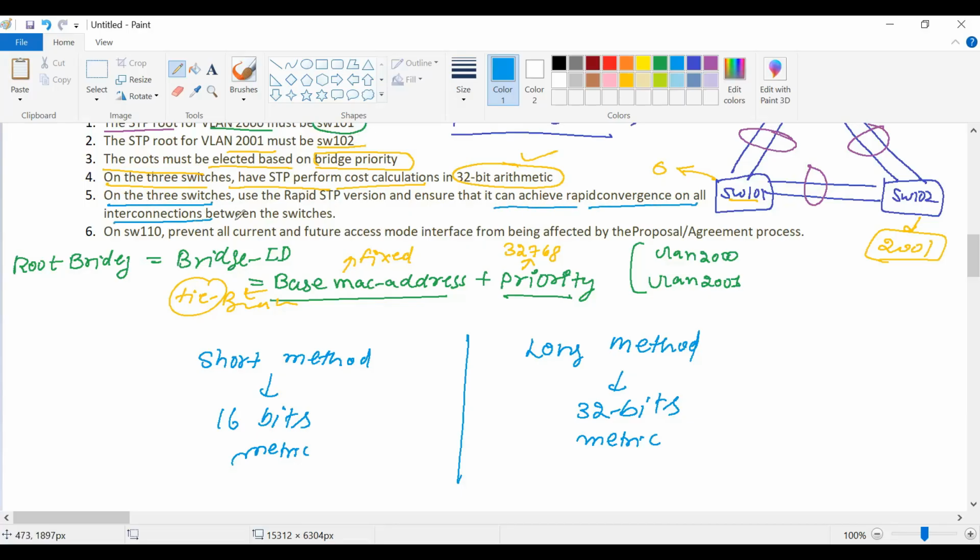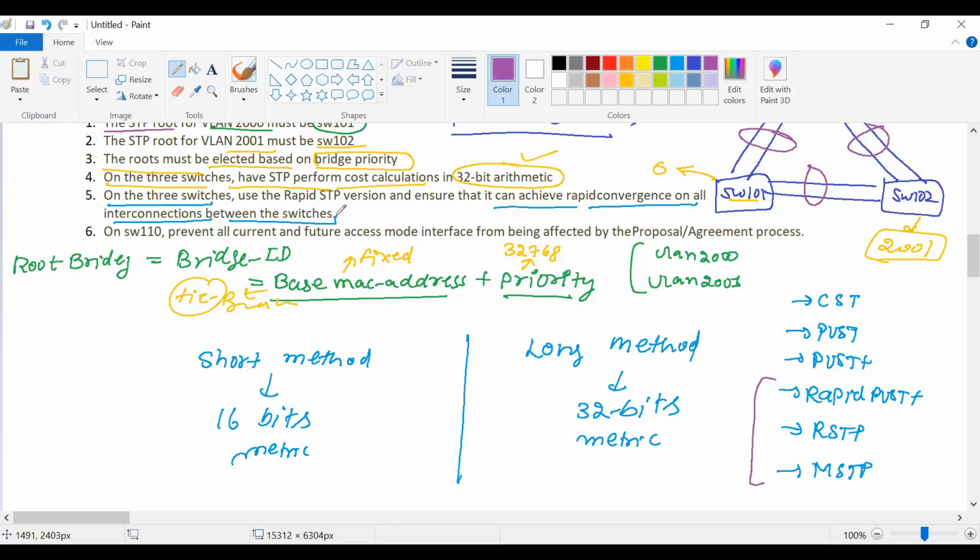on all interconnections between switches. Like I said, we have CST, PVST, PVST plus, rapid PVST, RSTP and MSTP. PVST, CST and PVST plus don't support rapid convergence. It means we have only 3 options: either rapid PVST, RSTP or MSTP.